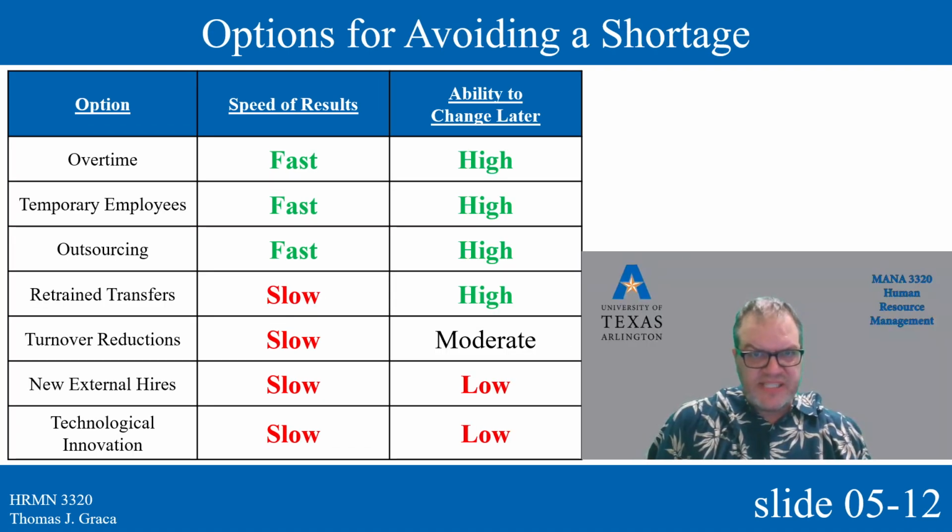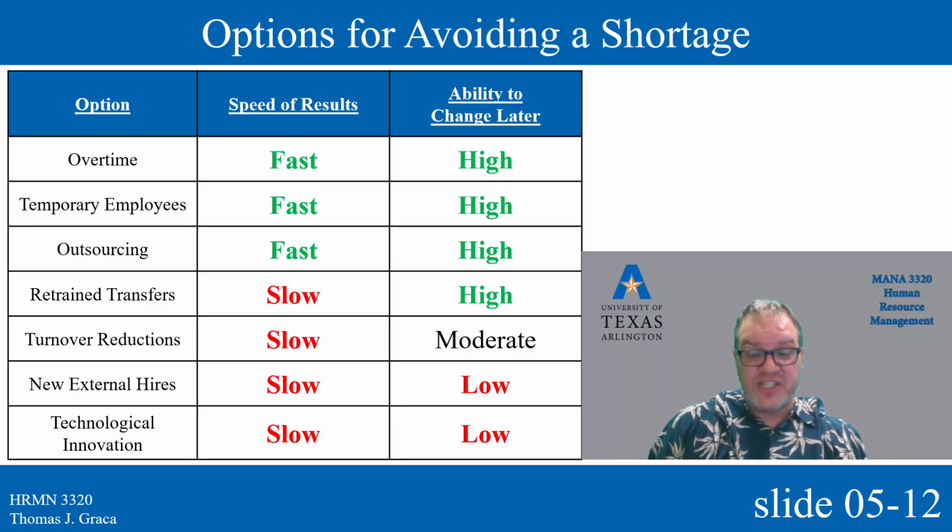Just like the previous slide were sort of some strategies for addressing a surplus, this slide identifies some strategies to consider for avoiding a shortfall. One strategy is the use of overtime. So if our employees typically work 40 hours a week, overtime is simply asking them to work 44 hours a week or 45 hours a week or whatever. The speed of results is fast. You can tell an employee, I need you to work overtime today, or probably first ask them, can you work overtime today? So it can be very fast.